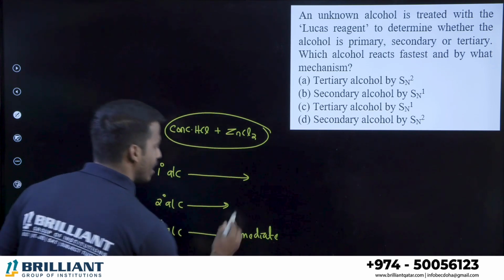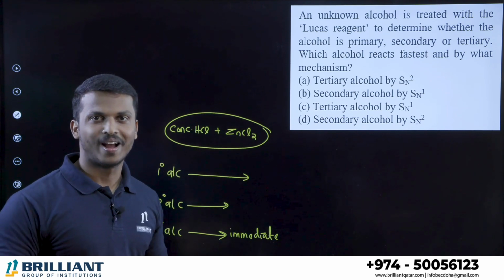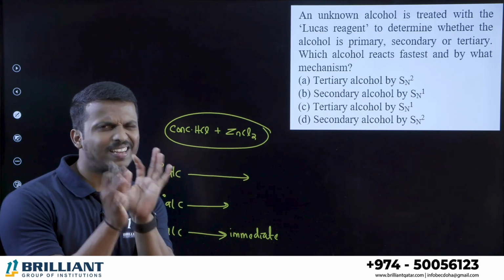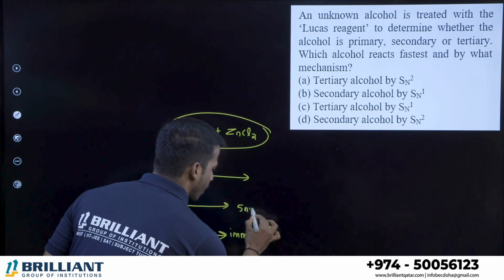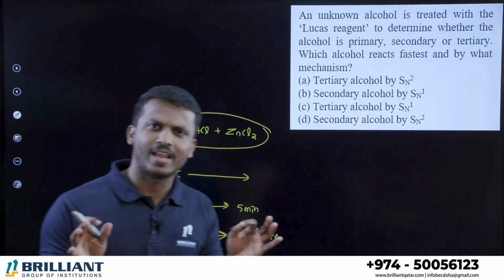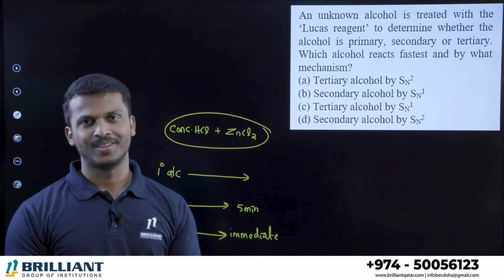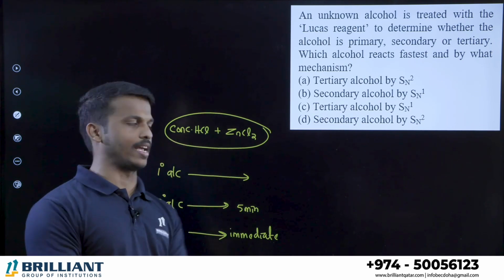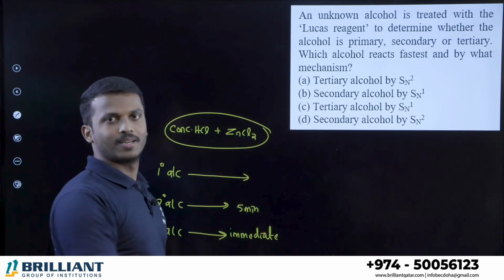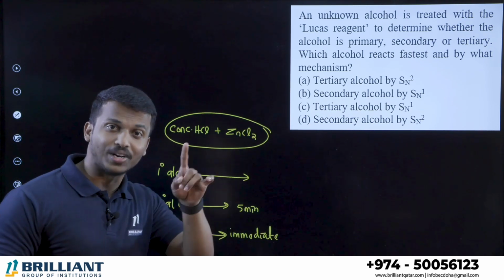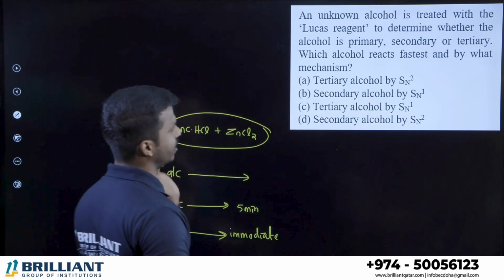And what about secondary? Secondary will give you a reaction after 5 minutes. After 5 minutes means its reactivity is a little lesser. What about primary alcohol? It won't react under normal conditions. It can give turbidity only by heating, which means it is very less reactive. Okay, the question: which alcohol reacts fastest? Tertiary alcohol. So your answer is either option A or option C.